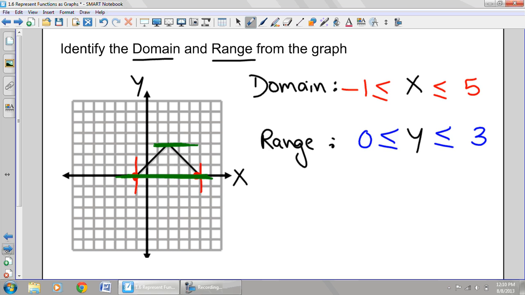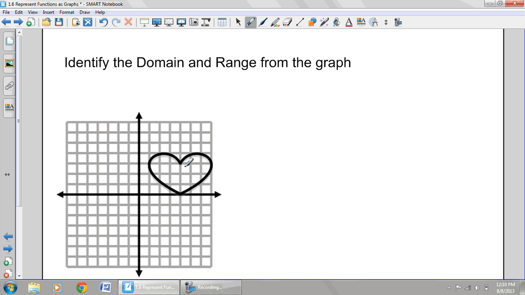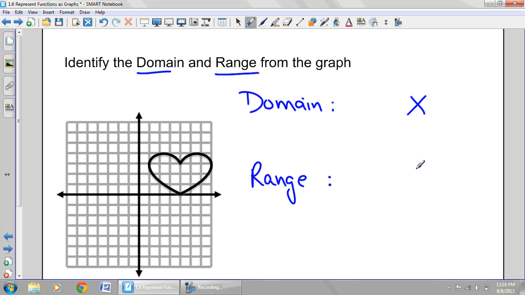Look at the next question. The heart is given. You are asked to identify the domain and the range. So let's write the word domain, which is the input. Keep that in mind, which is my x values. The range is my output, which is my answer, which is my y values. So for the domain, since I'm looking at the x values, I'm looking at my x, and the x goes from left to right. Look at the line. It goes from left to right. So the leftmost point and the rightmost point.